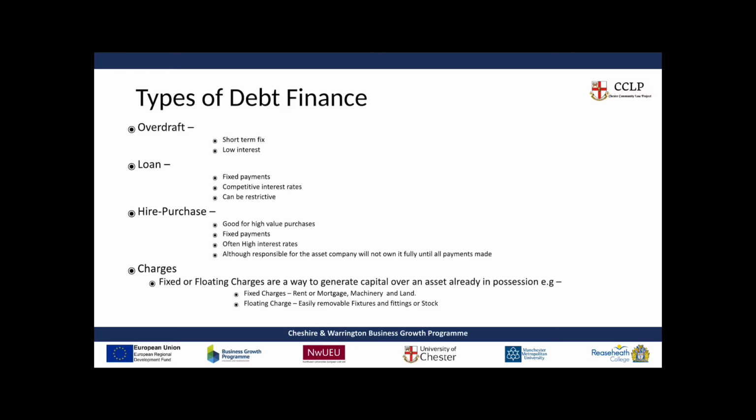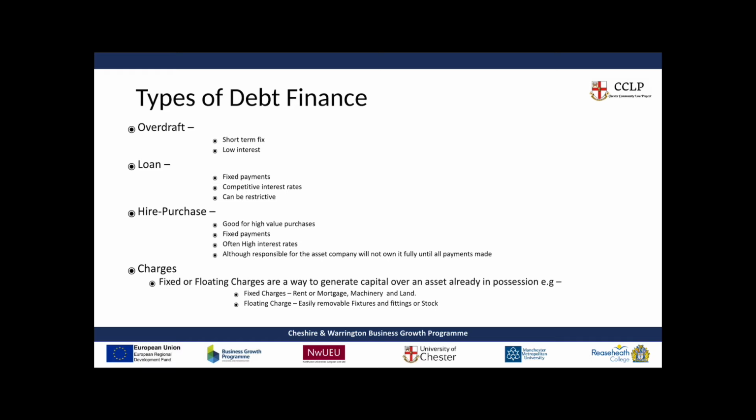And lastly, charges. Fixed or floating charges are a way to generate capital over an asset that's already in your possession. So for instance, a fixed charge, you could say a mortgage. A mortgage will be given out over a term, which is a set period of time, inclusive of interest, and that will be secured on the building.